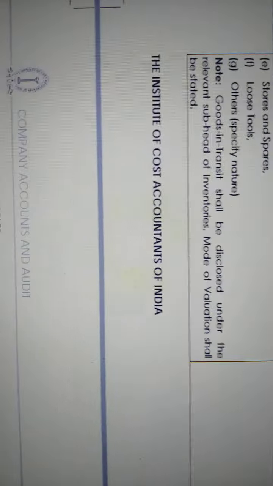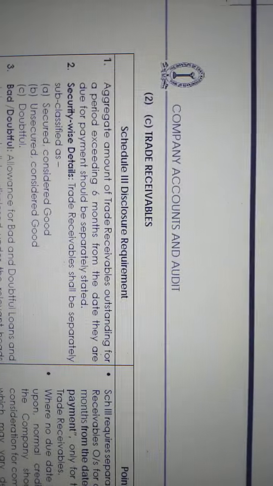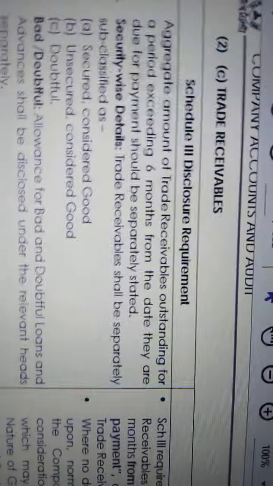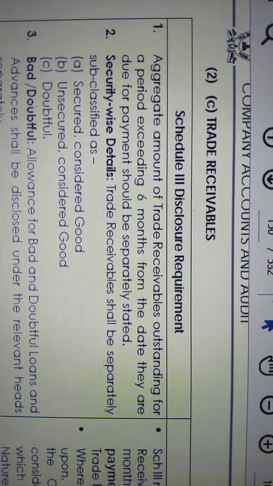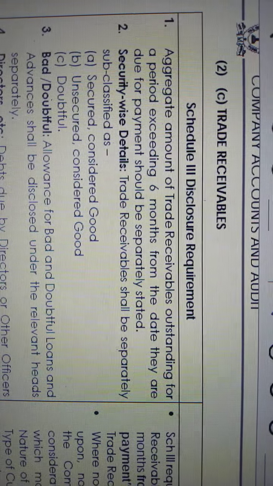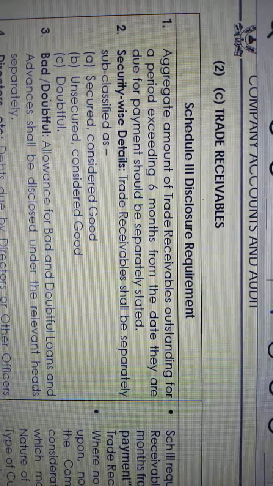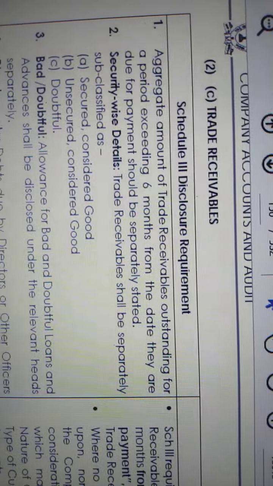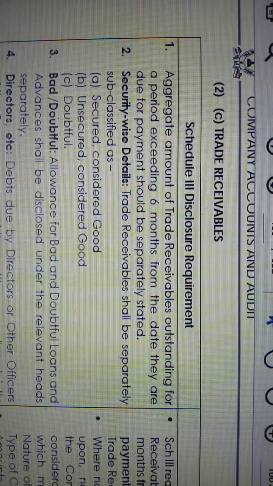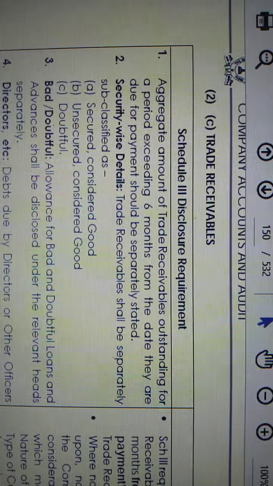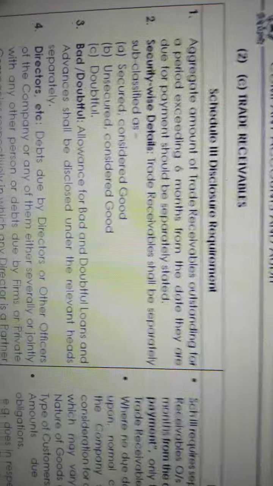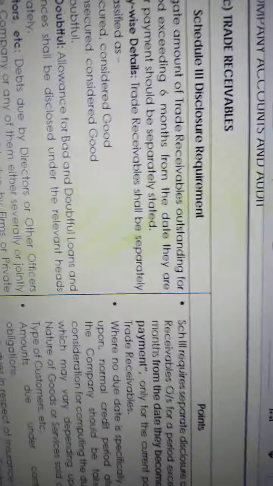Then trade receivables. Here you see, this is important. Aggregate amount of trade receivables outstanding for a period exceeding 6 months from the date they are due for payment should be separately stated. My sundry debtors, my trade receivables, I am not able to receive money for more than 6 months now, then that line item should be presented separately in your balance sheet. That's what they said. Okay.